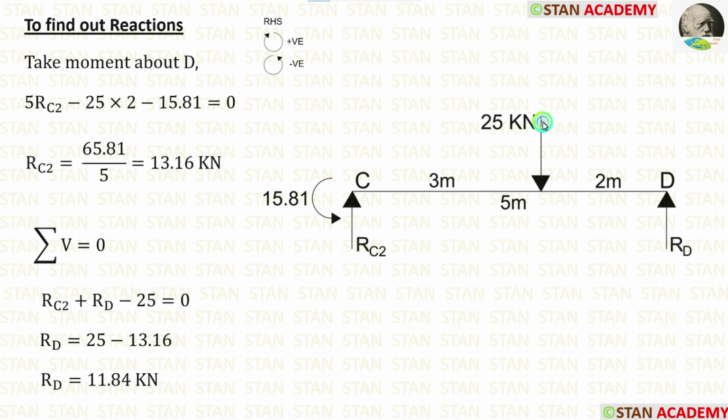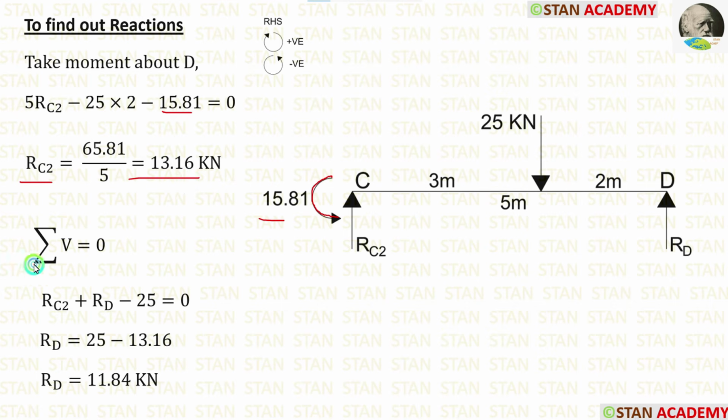The point load 25 kilonewton is acting towards the point D in the anticlockwise direction, so it will be negative and the distance is 2 meter, so minus 25 into 2. This moment is acting in the anticlockwise direction, so it will be negative. Finally, we are getting RC2, which is equal to 13.16 kilonewton.